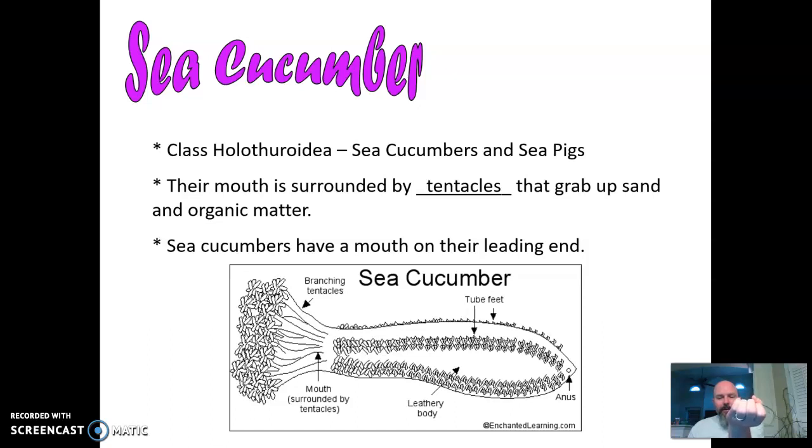And what we see with a sea cucumber is that same body plan is turned on its side and then stretched out. So you still have the mouth at one end, and you still have 5 rows of tube feet running around the length of the body.